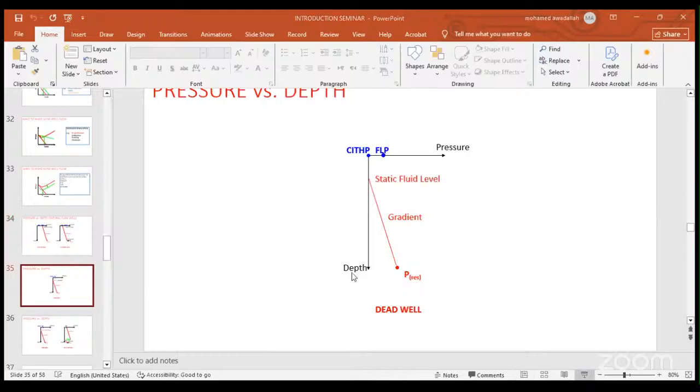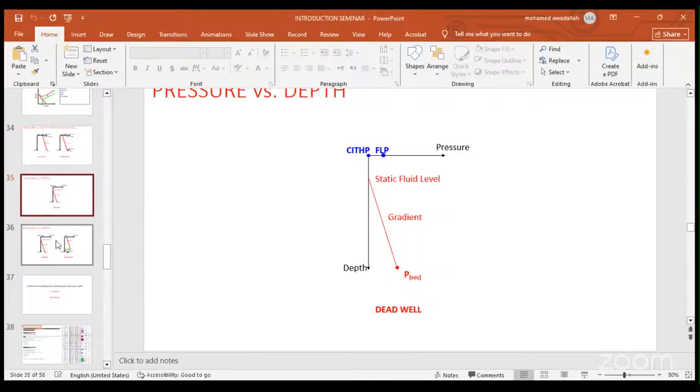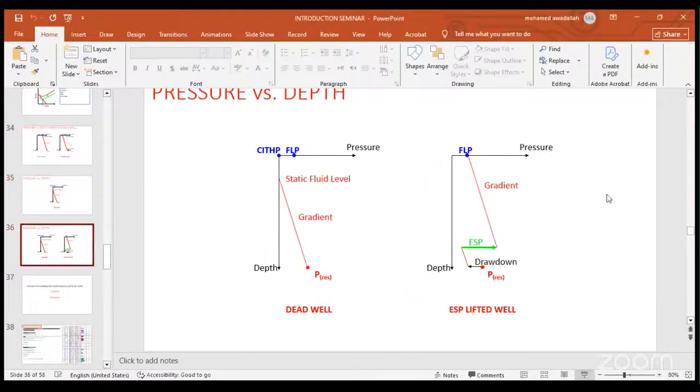As we can see here, the reservoir pressure, if we draw the gradient, the fluid level can't reach the surface. It is way below the surface. So I need to add more energy for my fluid to reach surface. As we can see here in the chart, I have a dead well which can't reach surface. Once I attach or add an artificial lift type, for example an ESP, it will add more energy, so the gradient will be the same, but it will be moved to the right because I have added some energy here.